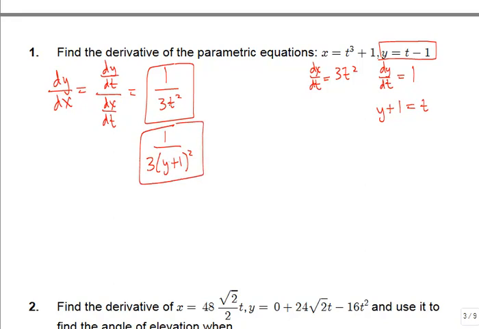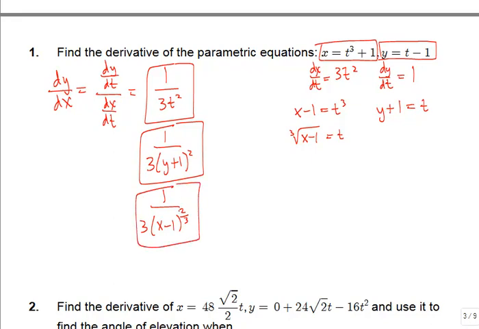Now if you wanted to know what this was in terms of x, then you could go over here and solve this for t. So we could subtract 1, and then we could take a cube root. And so this would become 1 over 3 times t, which is this cube root of x minus 1. I'm going to write that cube root as a 1/3 power, and we also want to square this t, so I'm going to put the square on the top. So you could also write your derivative this way in terms of x's.